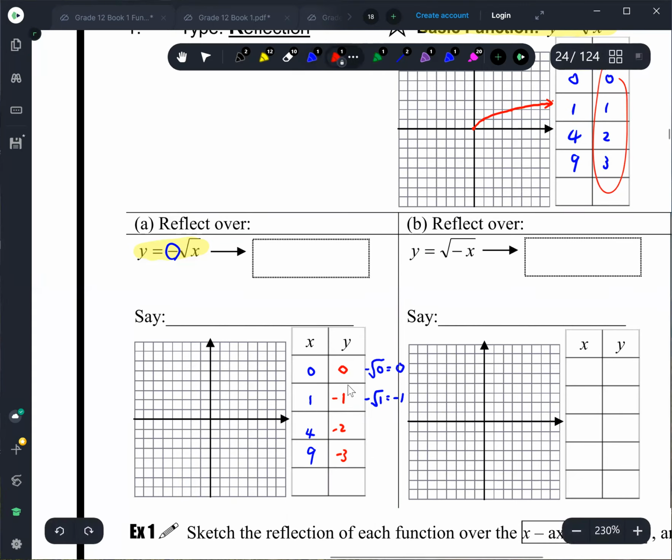Okay, so let's plot the points. 0, 0, okay, 0, 0. I'll let you finish the rest of the points and you can raise your hand. Please raise your hand after you complete the graphs.